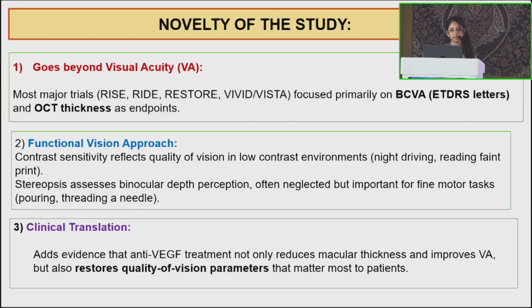Coming to the novelty of this study, it goes beyond visual acuity. Most of the major trials like RISE, RIDE and RESTORE focus primarily on best corrected visual acuity and OCT thickness as endpoints, but our study focused on functional as well as anatomical outcomes. Contrast sensitivity reflects quality of vision in low contrast environments like night driving and reading faint print. Stereopsis assesses binocular depth perception, often neglected but important for fine motor tasks like pouring and threading a needle. It also adds evidence that anti-VEGF treatment not only reduces macular thickness and improves visual acuity, but also restores the quality of vision parameters that matter most to patients.